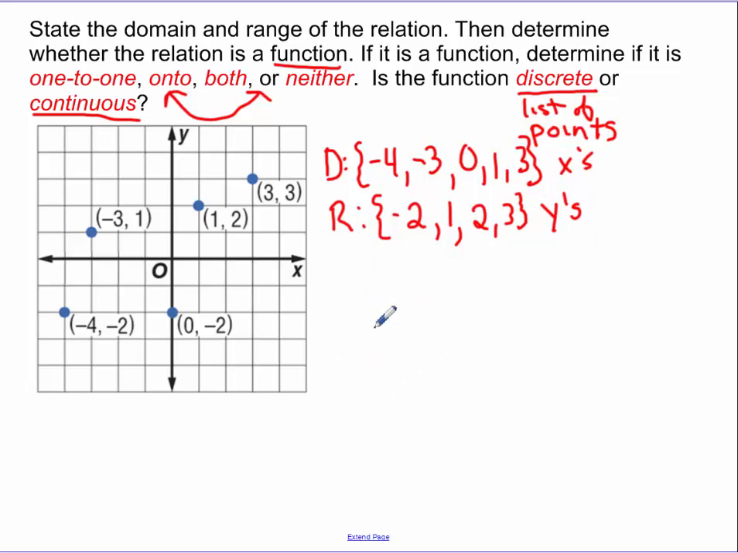So now we need to determine if the relation is a function. Remember how we determine if a relation is a function is we take a vertical line and we drag our vertical line through our graph. Does this vertical line ever hit at 2 points along that same vertical line? I only hit 1 point there. I only hit 1 point there. 1 point, 1 point, 1 point. So this is a function.